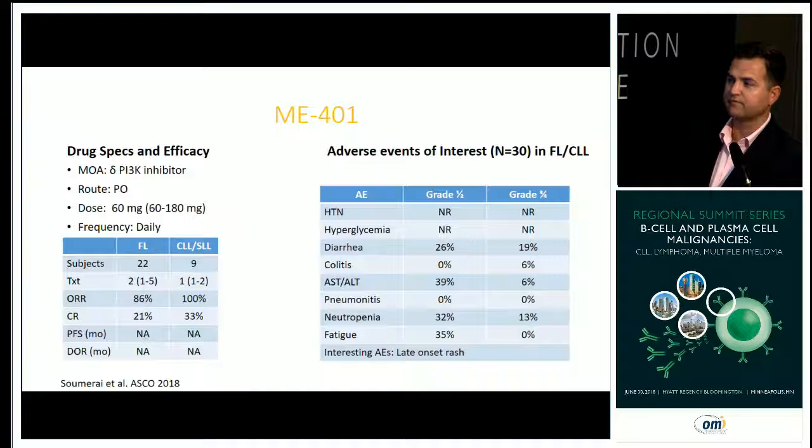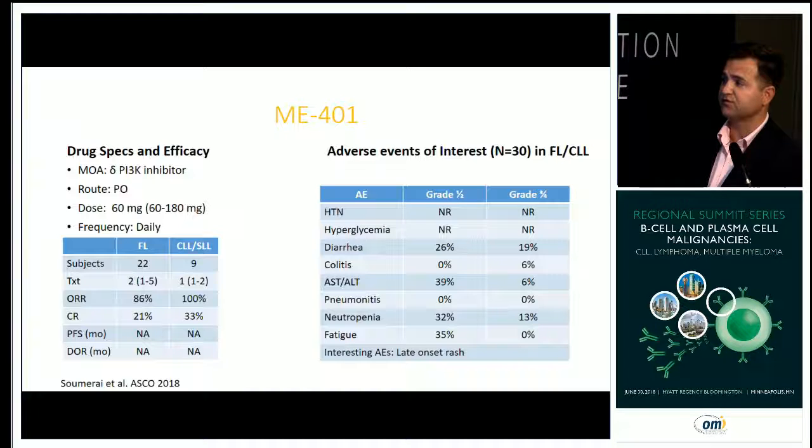Again, small numbers in follicular lymphoma. The median prior therapies is 2 with a range of 1 to 5. The overall response rate in follicular lymphoma is 86%, but there are some CRs at 21%. Because of small numbers, PFS and duration of remission was not reported in their ASCO abstract. So in the CLL, there were 9 patients. Again, overall response rate was 100%. And I'll clarify this CR, right? These were, I believe, nodal PET negative responses in this population. Dr. Zellens, you can correct me if that's wrong, but that's my understanding of that.